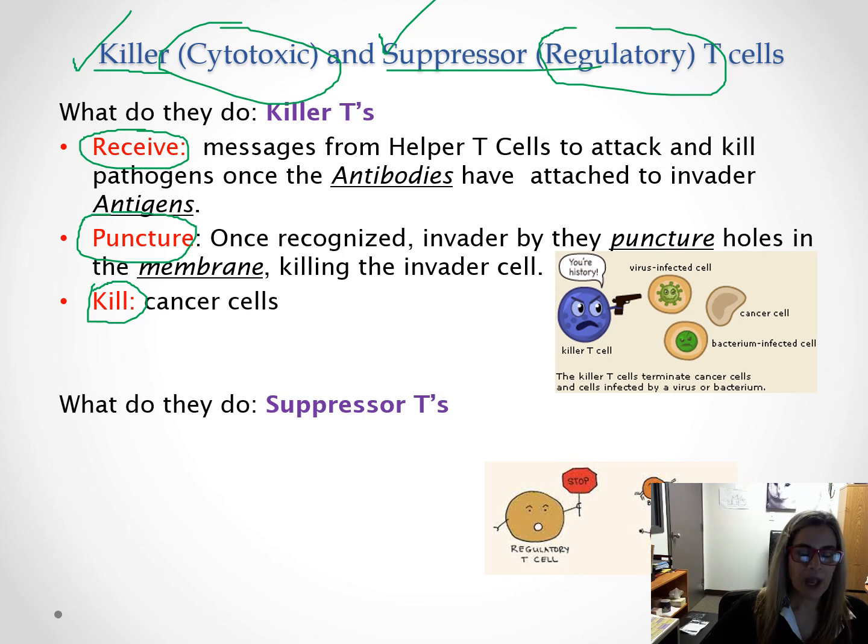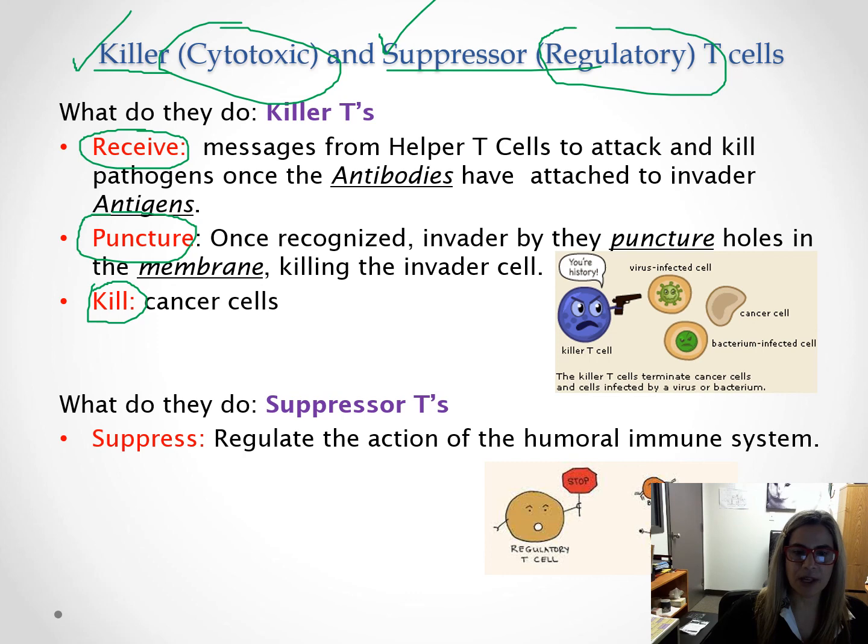So these guys are active a lot, looking around for abnormalities and pathogens that the helper T's have alerted them to kill. Suppressor T cells or regulatory T cells do exactly what the name implies. They suppress and regulate the action of the humoral immune system. Think of it this way: once you've healed and you're no longer sick with the cold or the flu or whatever, you don't want your body to keep making antibodies for something that isn't even present anymore in your system.